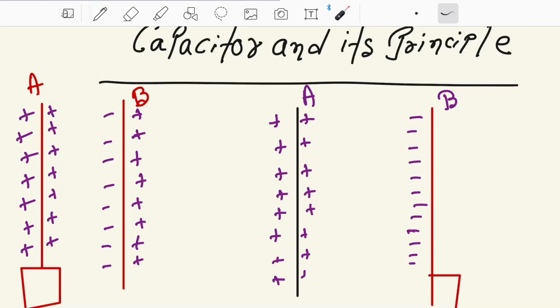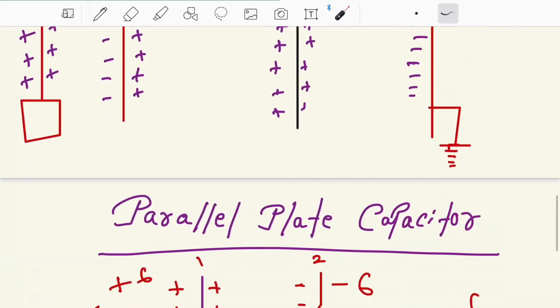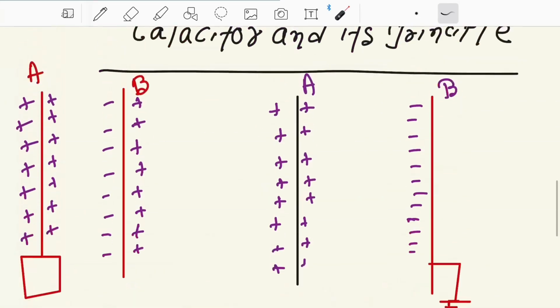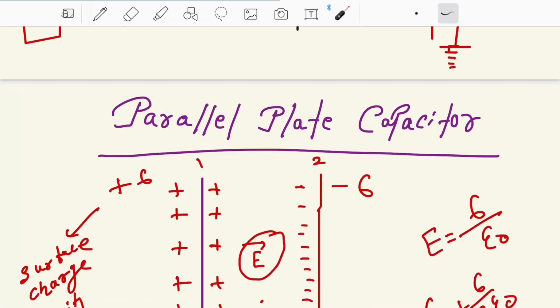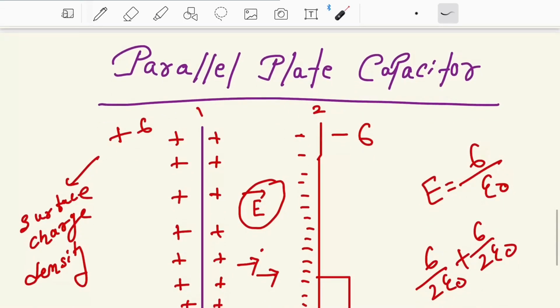So in this way we can increase the capacitance of a capacitor. There are various types of capacitors: parallel plate capacitor, one is cylindrical, then spherical. All these things we will discuss later on. Now let's take the example of the parallel plate capacitor.